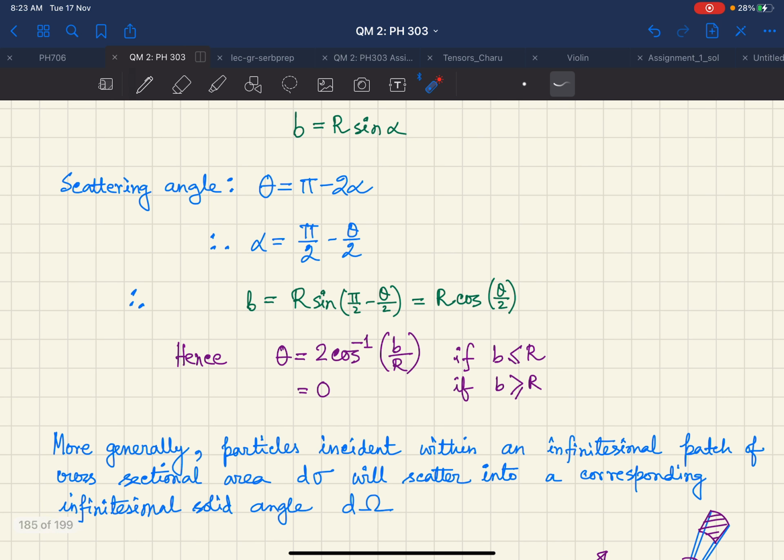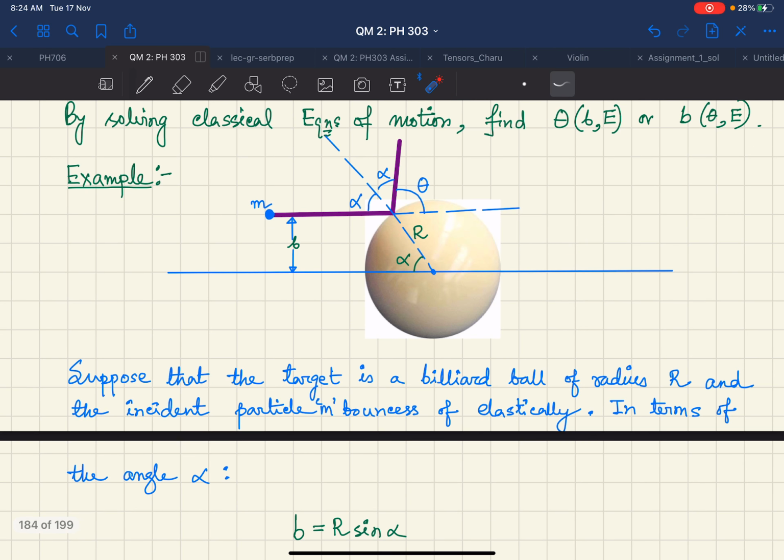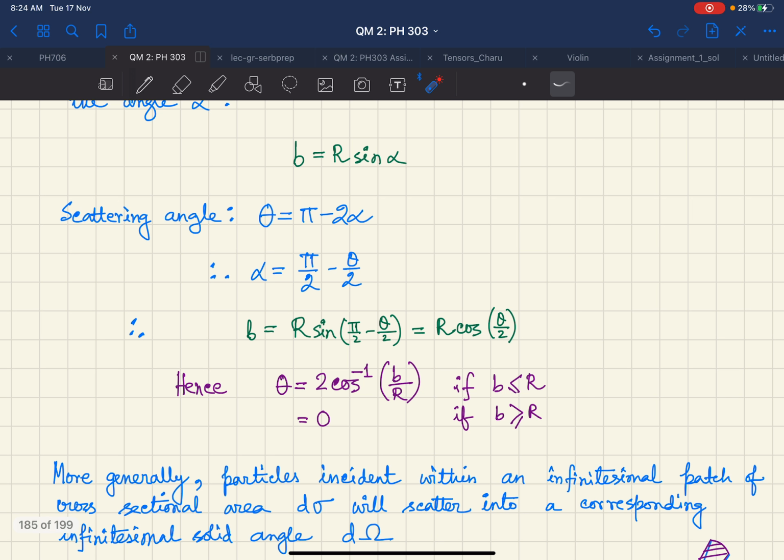Now you can say that if my impact parameter was greater than r, then of course your theta would have been 0, because the particle would simply come and pass by. Suppose your impact parameter is somewhere here, it would have been unchanged, it did not change its path. It should have gone without any hindrance. On the other hand, if your b is less than or equal to r, then theta can be written as a function of impact parameter b.